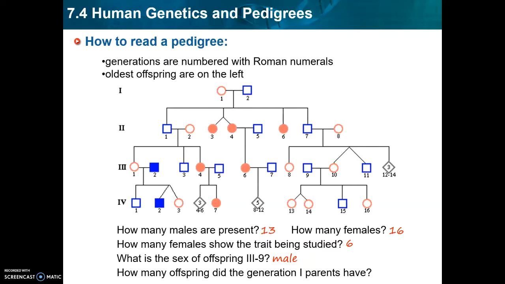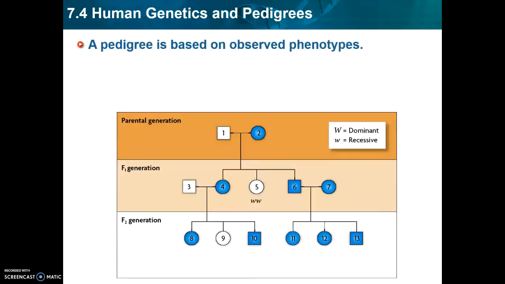And finally, how many offspring did the generation 1 parents have? Correct answer is 5. If you said 8, you were looking at every individual in this generation, but remember, only the offspring are going to be connected by the vertical line. So we have 1 here, 2, 3, 4, 5. This person 2-8, for example, is the wife of person 2-7 and not technically the daughter of those 2 original parents. So you have to pay attention to who is connected with those vertical lines.